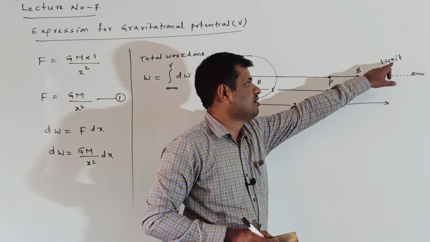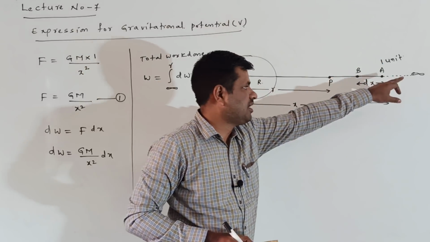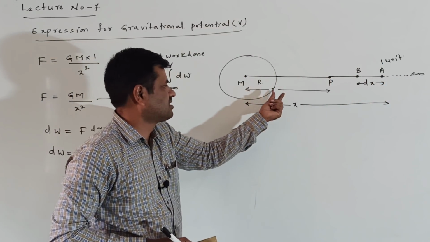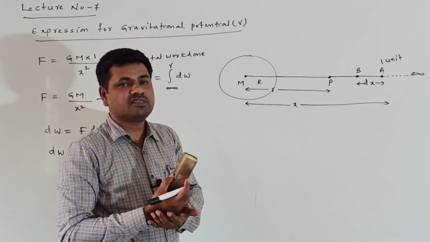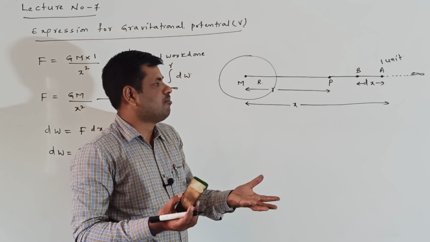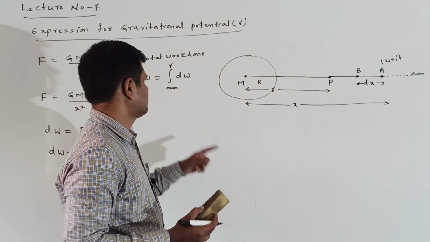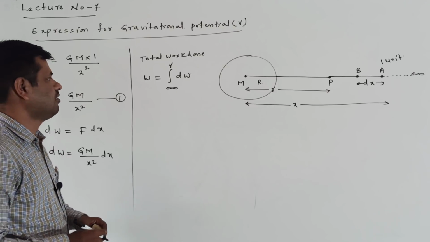Body of mass how much here? 1 unit. That is bringing from infinity to point P. Infinity to point P means the point P distance is how much here? R. Means we are saying that a unit mass of body I am bringing from infinity to R distance. So we are writing here infinity to R dW.